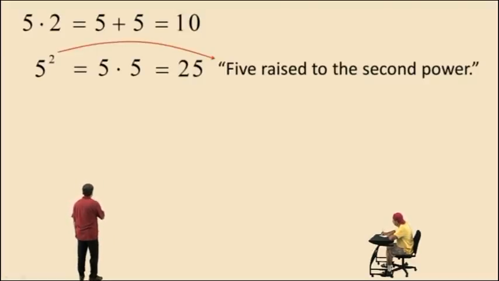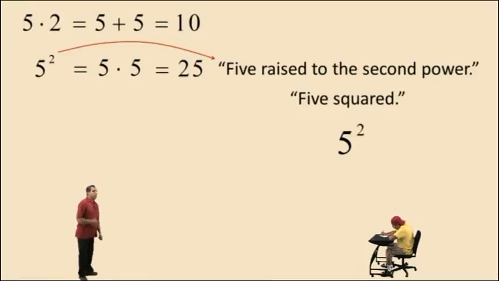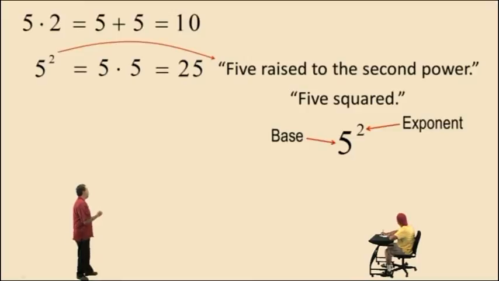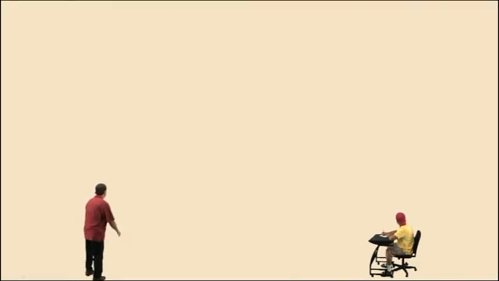Now, the 5 with a little 2 is pronounced 5 raised to the second power, or we can shortcut it and say 5 squared. But the 5 is called the base, and the 2 is called the exponent. And the 2 tells you how many repeated multiplications with that base you need to do. Remember, 5 squared means 5 times 5. If it was 5 raised to the third power, it would be 5 times 5 times 5.